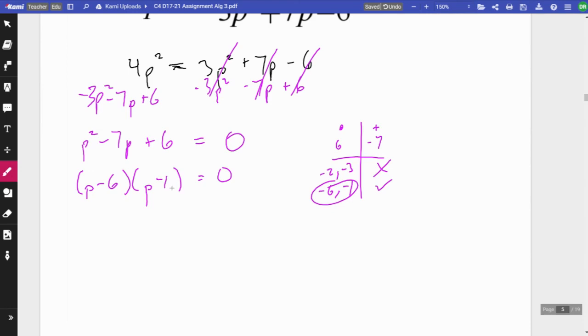-6 and -1. And then split them up. P minus 6 equals 0. P minus 1 equals 0. And then add 6 to both sides. Add 1 to both sides. P equals 6. And P equals 1.